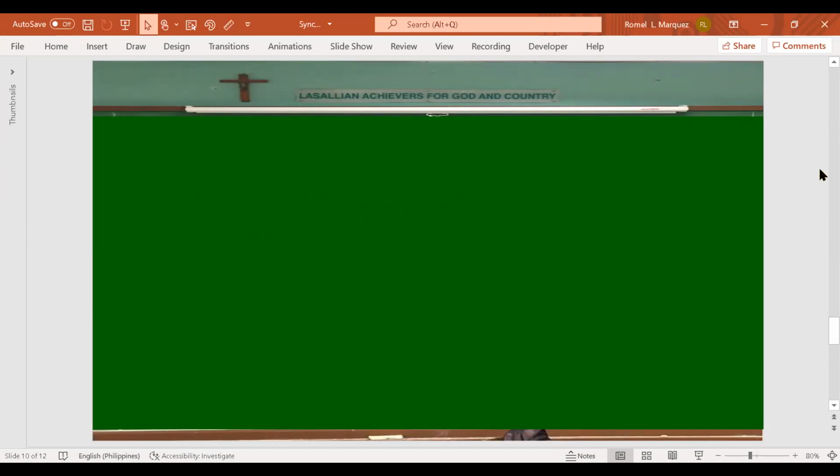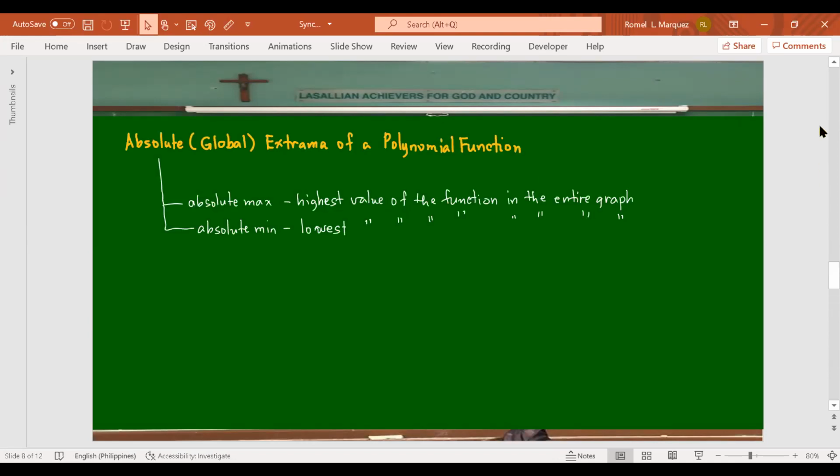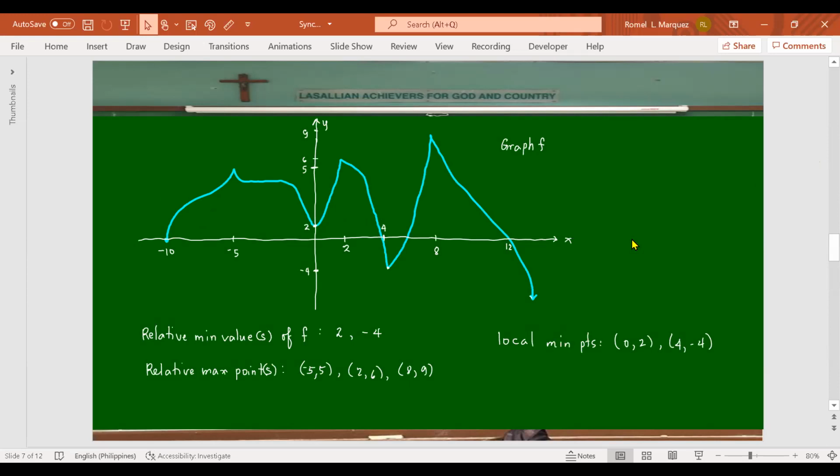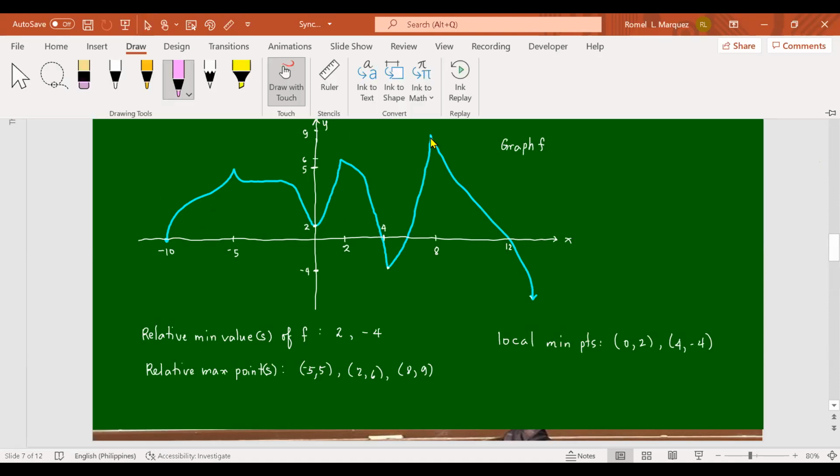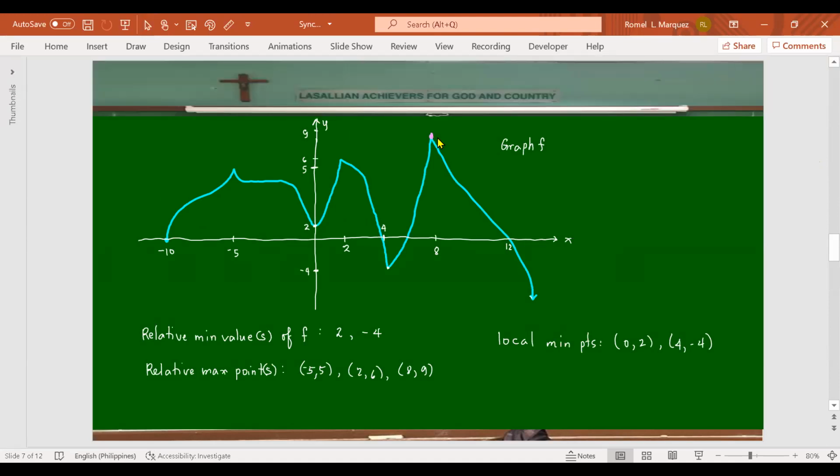Yes po. Okay. Looking at the graph, is there a highest point? Ito. Yes. This is the highest point. Am I correct? Yes po. We call this, what is this, guys? Absolute or global? Absolute maximum point. And what is the highest value of the function? What is f max? Or y max? 9. Okay?